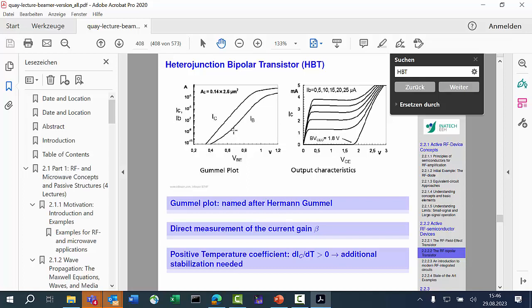Yeah, this is this Gummel plot. It's not German, it's not the German word. It's a name, because the first person to plot this at Gallups was Hermann Gummel. He plotted that and he saw that this was useful. Okay.